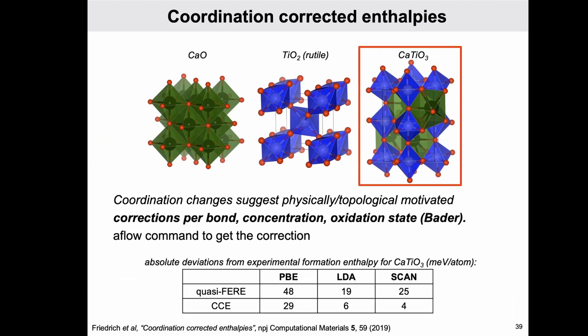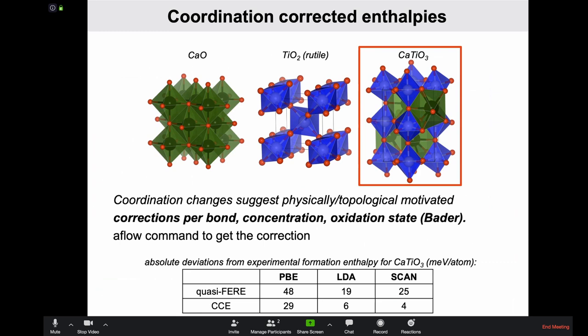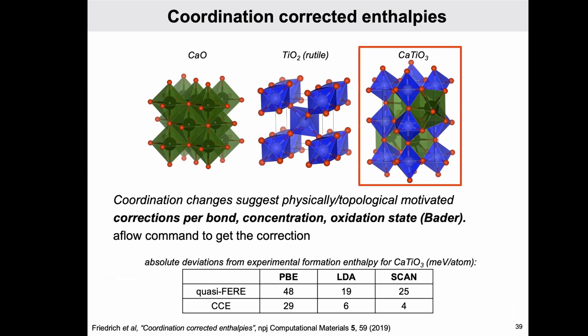So if you have a method that corrects linearly with respect to the composition only, it is not going to be able to pick a correction that is positive at low concentration and negative at high concentration, because it's just a tilt in the phase diagram. That's why we created this system, the coordination corrected enthalpy, that in addition to correcting as a function of the composition, also corrects as a function of the bonds and the topology of the bonds.